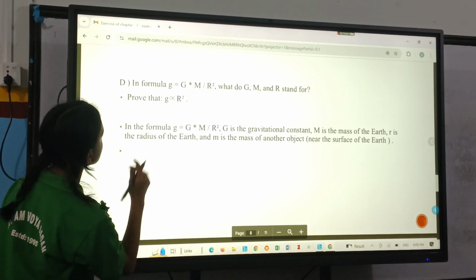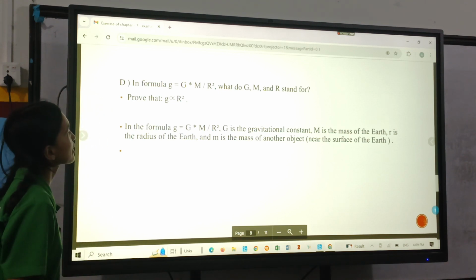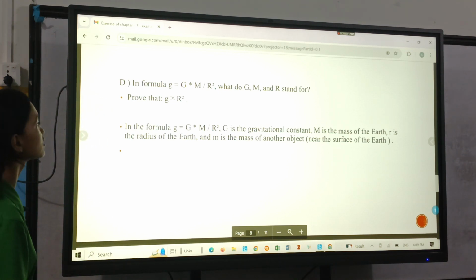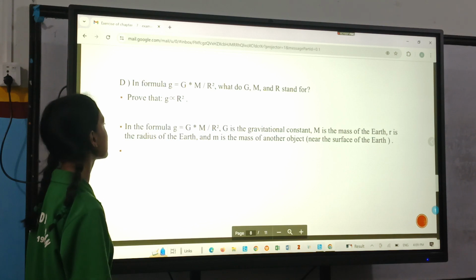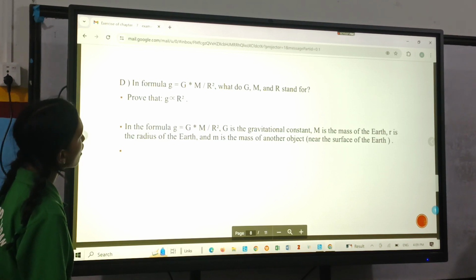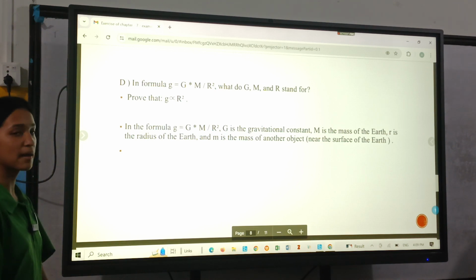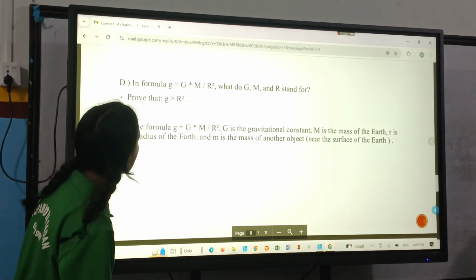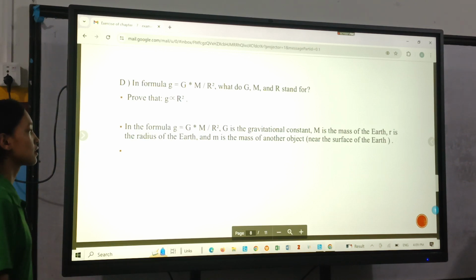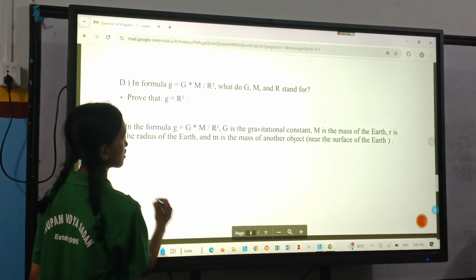In the formula, g is equal to GM by r square. What do G, M and m stand for? Prove that g is inversely proportional to r square. In the formula, g is equal to GM by r square, G is the gravitational constant, M is the mass of the earth, r is the radius of the earth, and m is the mass of another object near the surface of the earth.